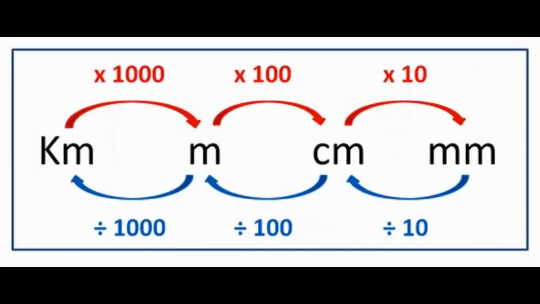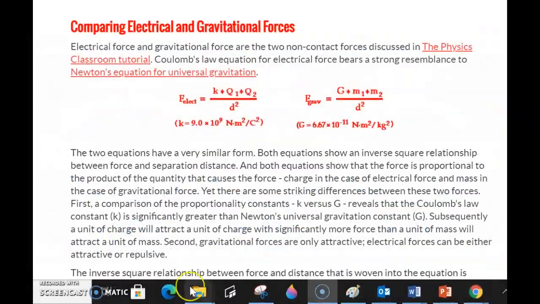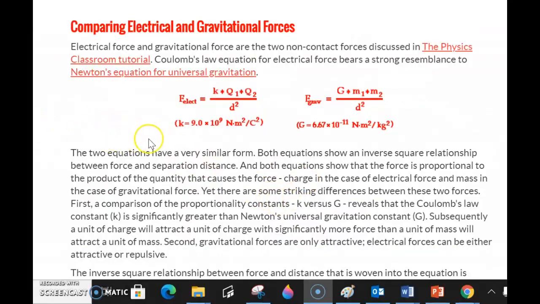And then for those of you that might struggle with the conversions, if you want to go from centimeters to meters, you divide by 100. If you're going from millimeters to meters, you divide by 1,000. So here's an easy diagram to help you remember conversion factors when you're going from millimeters to meters and so on. And finally, the page ends by comparing the electrical and gravitational forces.